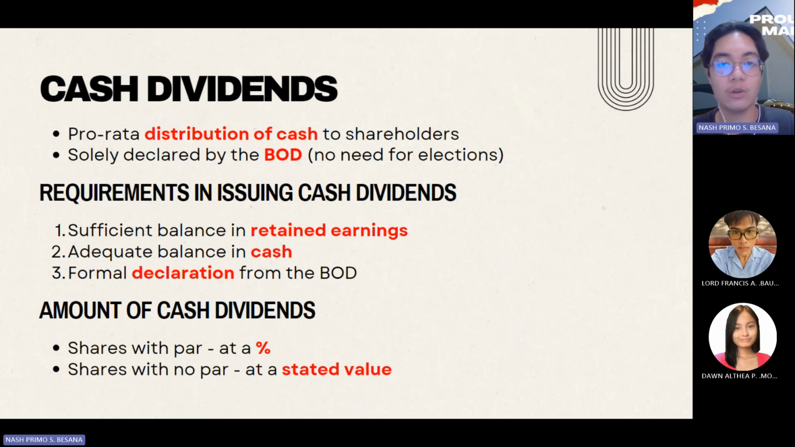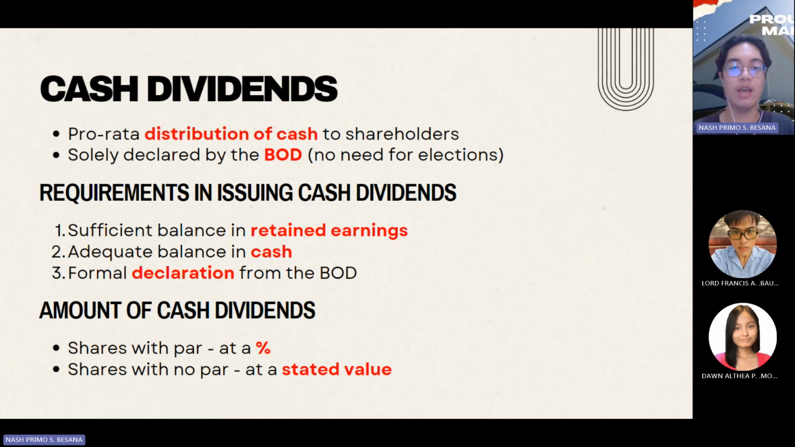And then second, as I mentioned earlier, there should be an adequate balance in cash. Since you will give cash, you must have the resources to do so. And if you have no cash, what you issue instead is scrip dividends, and that would entail more liability on the part of the corporation, because you are really obliged to give cash. Third, we have the formal declaration from the board of directors. Any dividends need to be declared by the board of directors before they are considered valid. So those are the requirements for cash dividends.